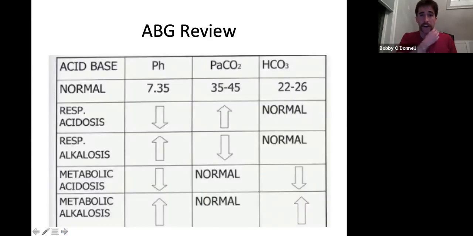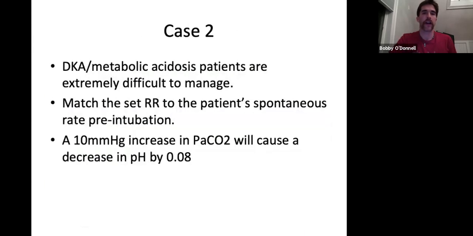So we go back to here, we're looking at a low pH. The PaCO2 is low as well. That's because they're compensating. They're trying to blow off that acid and they've already blown off a lot of it. And their bicarb is low as well. So if we're matching our pH decrease to our bicarb decrease, we have a partially compensated metabolic acidosis.